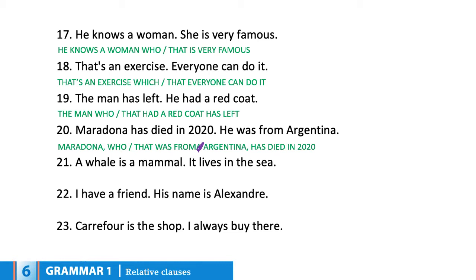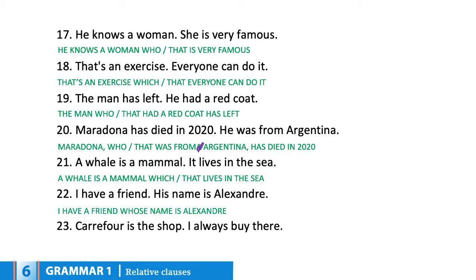Number 21. A whale is a mammal. It lives in the sea. So, a whale is a mammal which lives in the sea. 22. I have a friend and his name is Alexander. So, I have a friend whose name is Alexander. And the last one, number 23, Carrefour is the shop. I always buy there. So, Carrefour is the shop where I always buy.